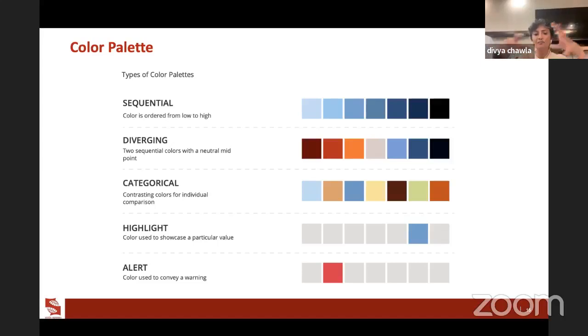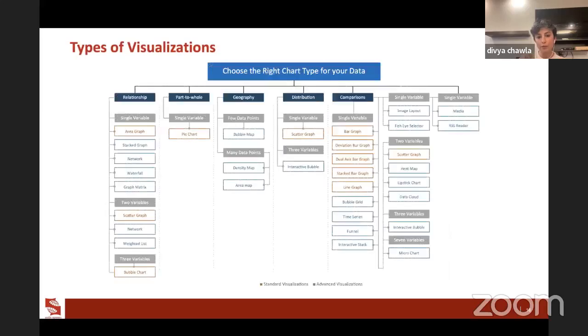There are many different uses of colors, and these are some of those listed here. So colors play a very important role. Likewise, the type of visualizations play a very important role. This is essentially a kind of tabulation of the different types of charts and graphs that exist today. This is something I've borrowed from publicly available information on my last organization's website. So you need to choose the right chart type for your data.